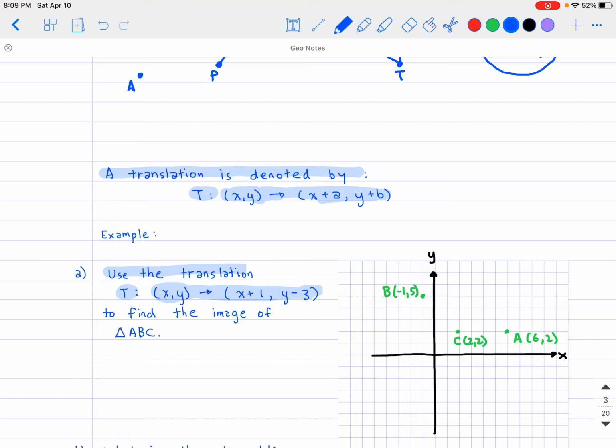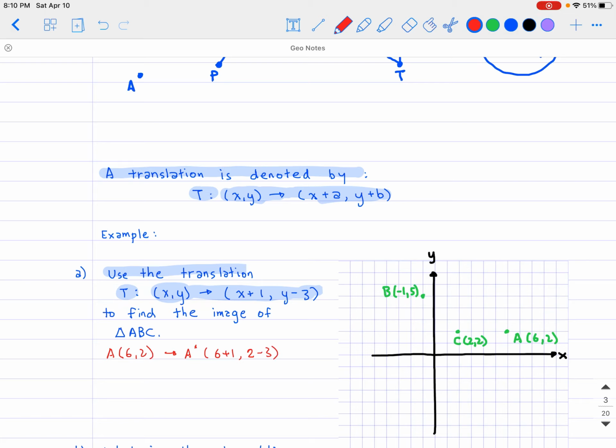Okay, so let's go ahead and take it point per point just to see exactly what's happening. My point A, which is going to be (6, 2), that's my original point. That's the pre-image. If I were to throw it into this T, the translation, then the result is going to be the following. A prime, the new point, the image as a result, is going to be, according to my equation, (6 + 1, 2 − 3).